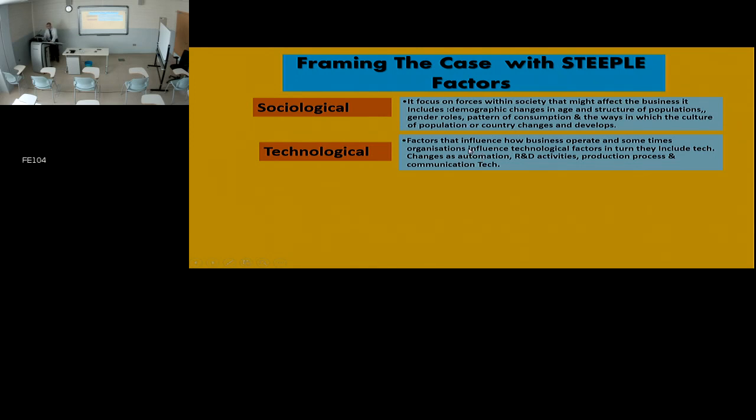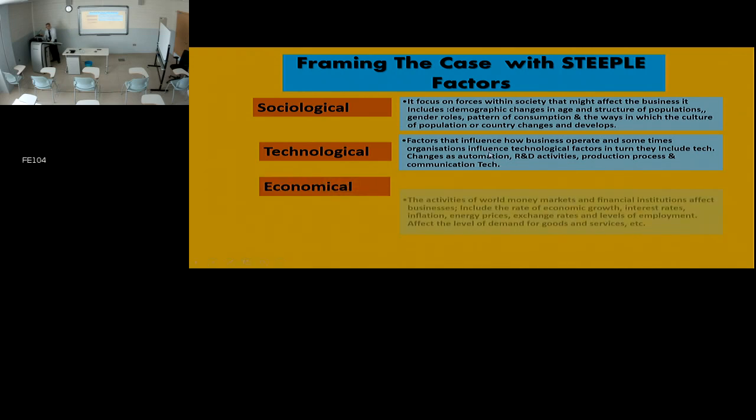When we deal with technological factors and we would like to find examples, we focus on any devices, equipment, machines, internet, websites, anything related to software and hardware.